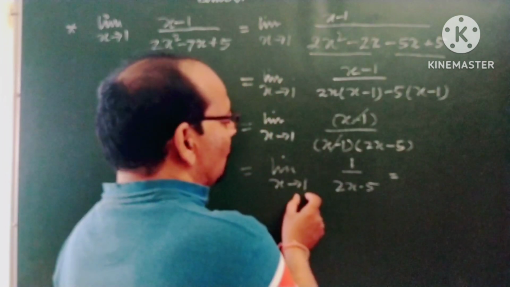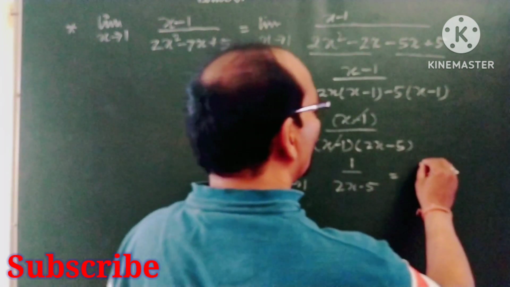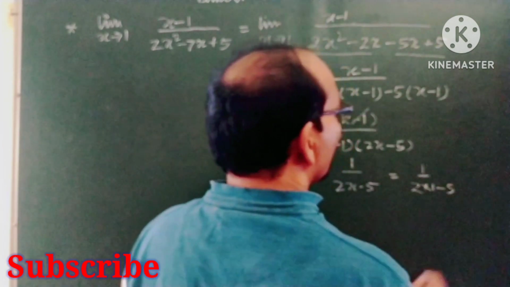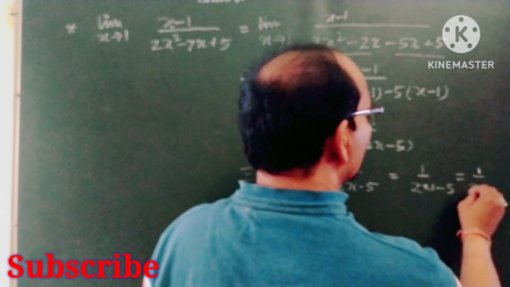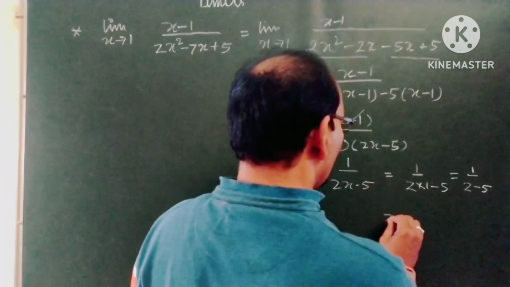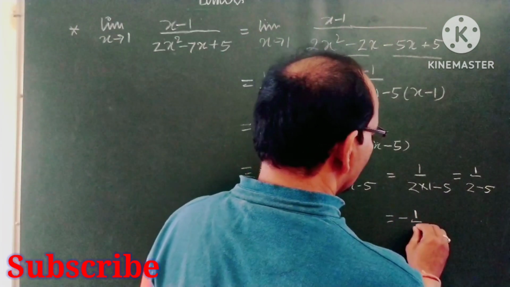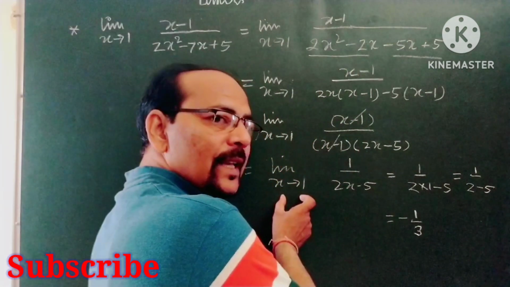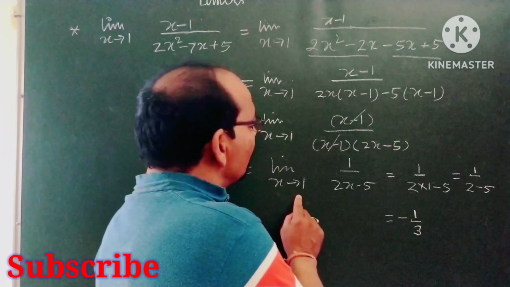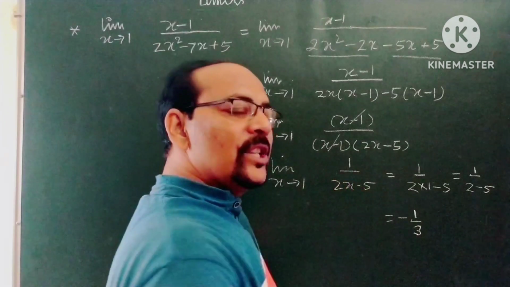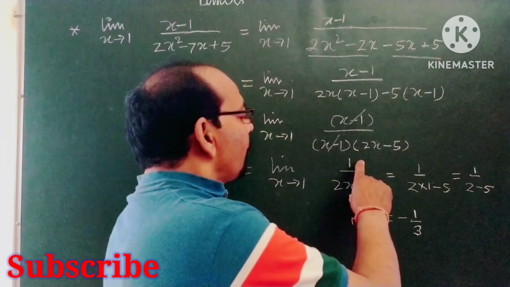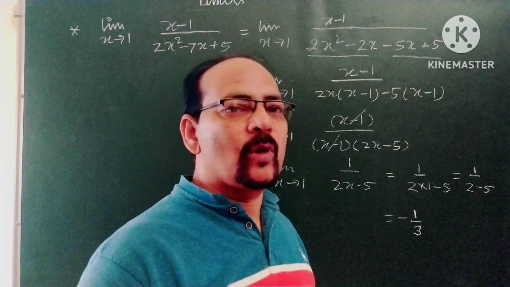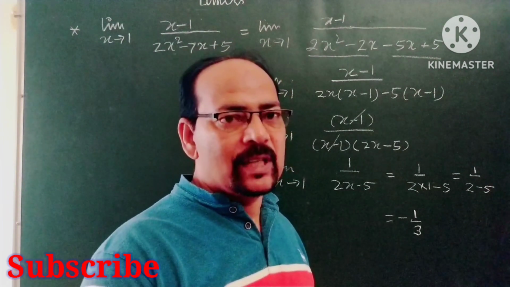Put the value x equal to 1 here, we get 1 upon 2 into 1 minus 5, which will be 1 upon 2 minus 5, which is minus 1 upon 3. Why put the value x equal to 1 here? Because if we put x equal to 1, the denominator cannot be 0, since to find the limit of any function, the denominator cannot be 0 on putting the value of the variable.